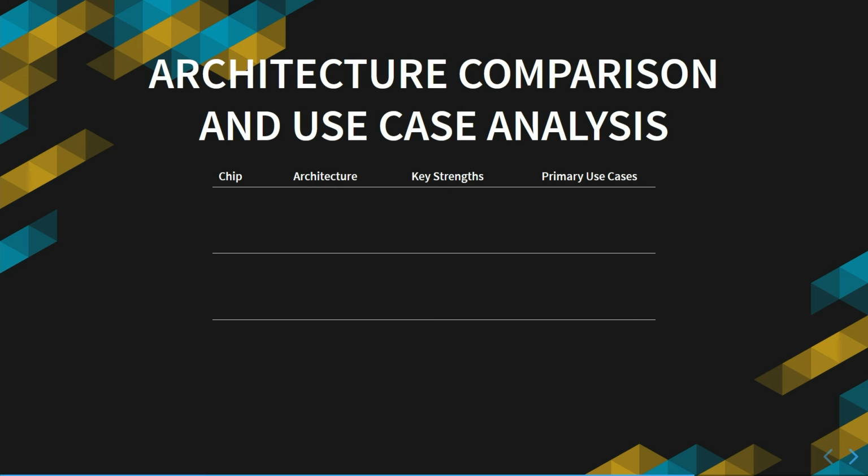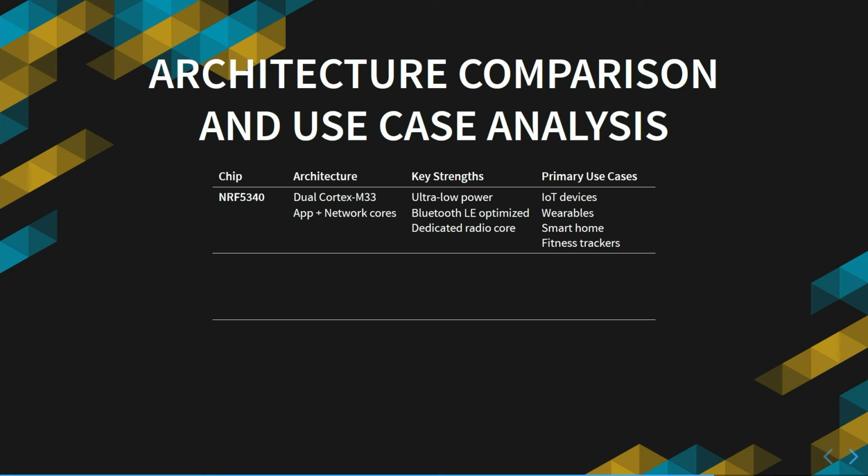So let's look at the architectural comparison and let's look at the use cases. Now, the nRF5340, while it's a dual-core Cortex-M33 architecture, focuses on ultra-low power and Bluetooth LE optimization. The dedicated radio core is the key over here. Now, the primary use cases are IoT devices, wearables, smart home products, and fitness trackers.